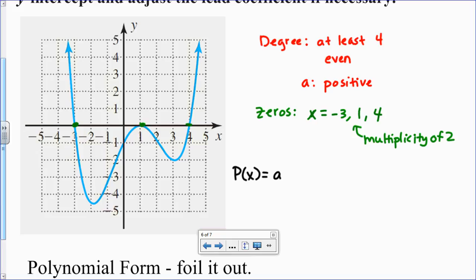So if my 0 is -3 as a factor, that's x plus 3. And then if my 0 is 1, that's x minus 1, with a multiplicity of 2, so squared. And then if my 0 is 4, that's x minus 4. Okay, I need to figure out A.